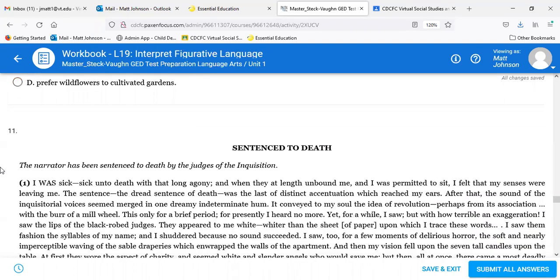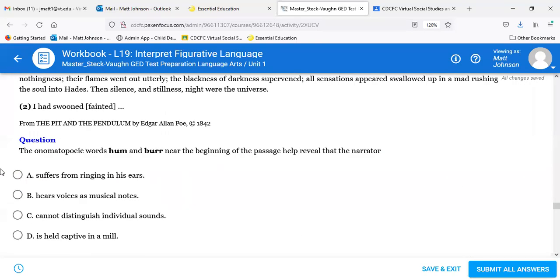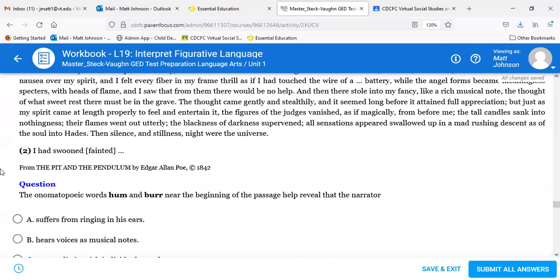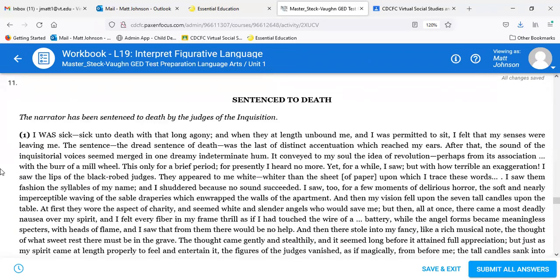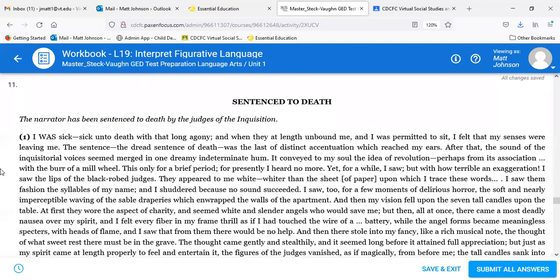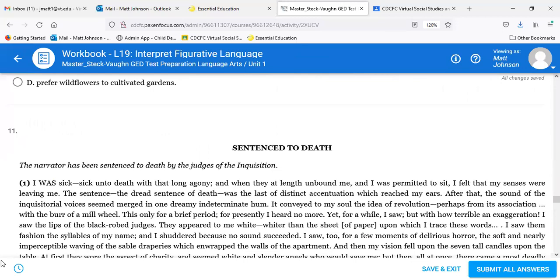All right. And I'm going to go ahead and read this one. We've got more Edgar Allan Poe. This is from The Pit and the Pendulum. So what we're seeing here is that the narrator, the person that's basically telling the story, has been sentenced to death by the judges of the Inquisition. So this is taking place during the Spanish Inquisition.